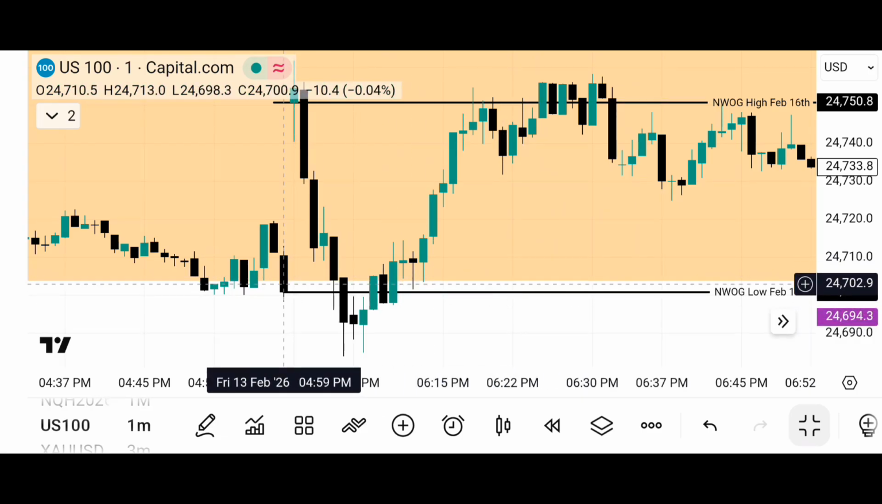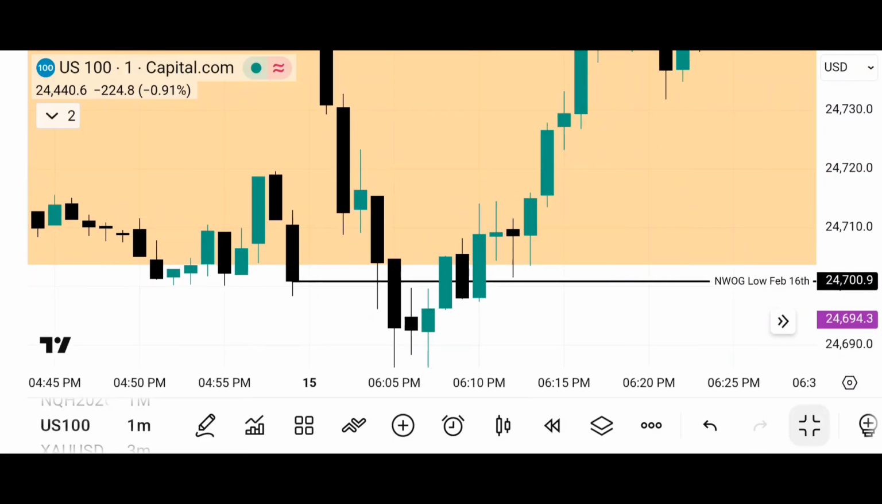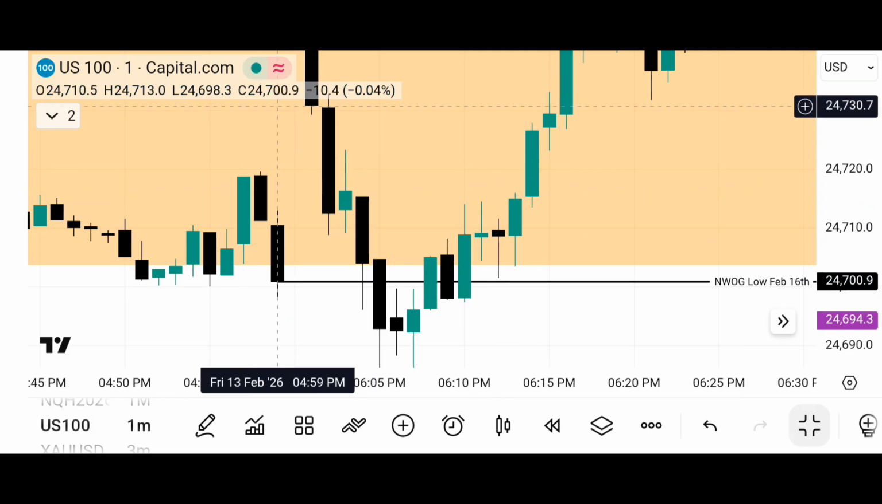Now, this is the candle before the market closes. You are going to draw your line at the close of this candle. Look at the top right here. Look at C. C is at 24,700.9, right? 24,700.9. Now, remember, this is US 100.